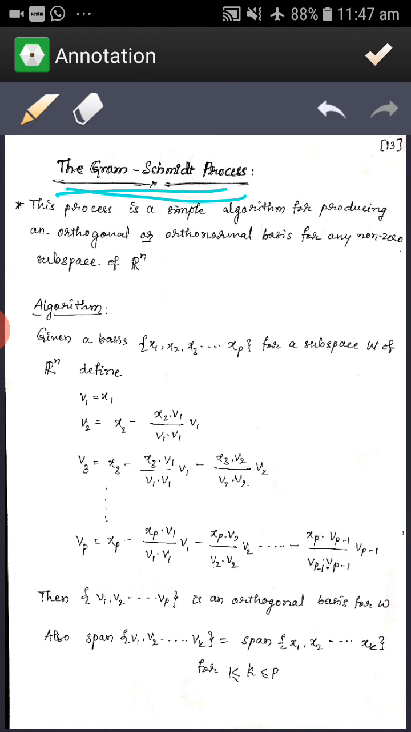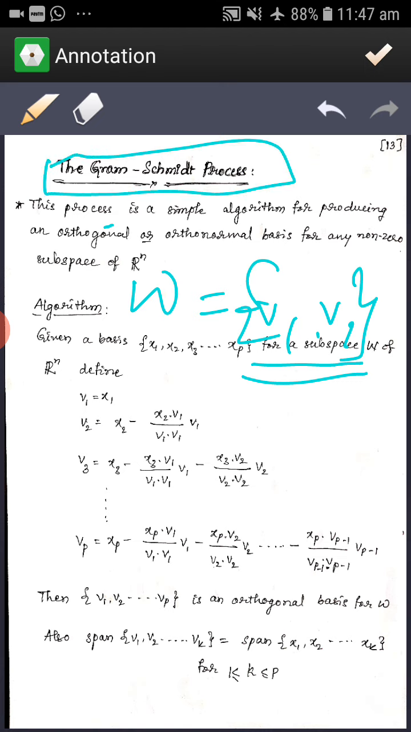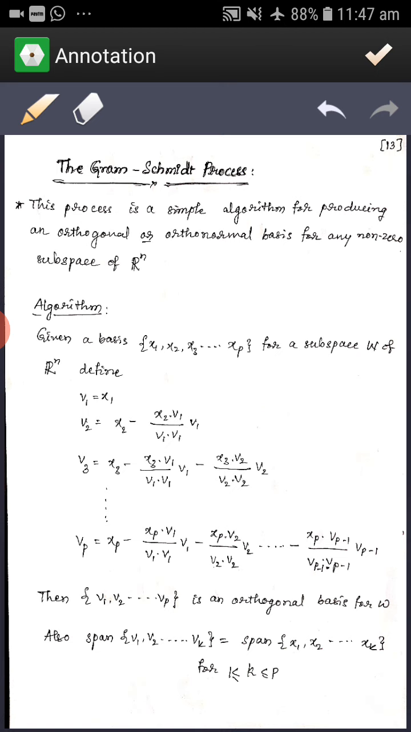Next, there is one more method we call the Gram-Schmidt process. This is nothing but an algorithm for producing orthogonal or orthonormal bases. We need to calculate an orthogonal or orthonormal basis for any non-zero subspace. Say there is a subspace W that has some vectors v1, v2, v3, up to vp, whatever it is. For this set we need to calculate orthogonal and orthonormal bases, and we can calculate that by using this algorithm. The algorithm follows like this.